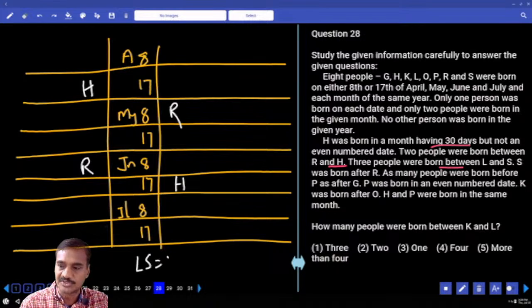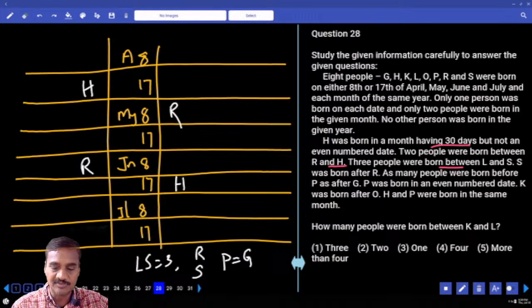S was born after R. Now S was born after R, isn't it? As many people before P as after G. Now P and G have an equal number of persons. And P was born on an even number date. So P can be either April 8th, May 8th or July 8th. There are two possibilities here.